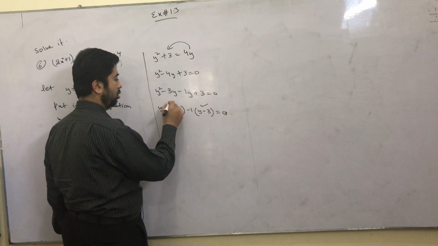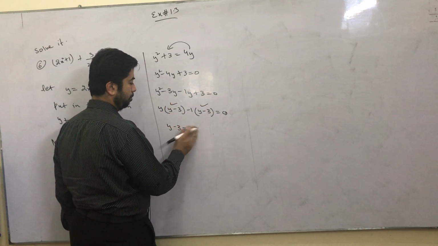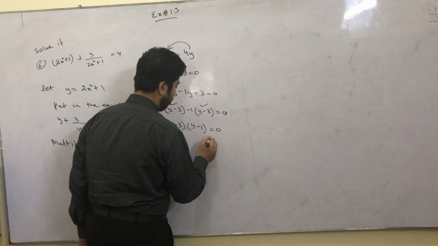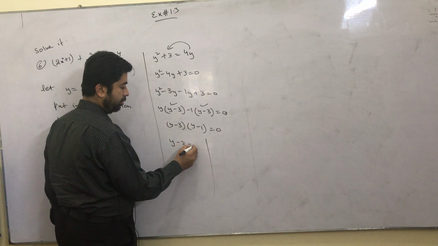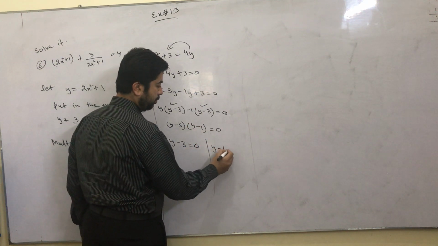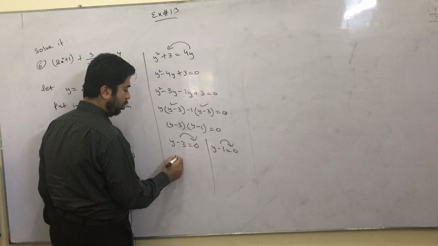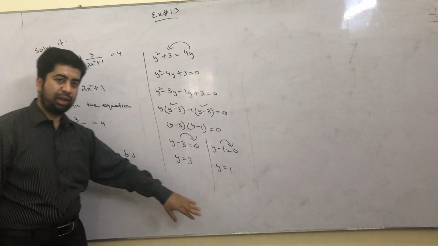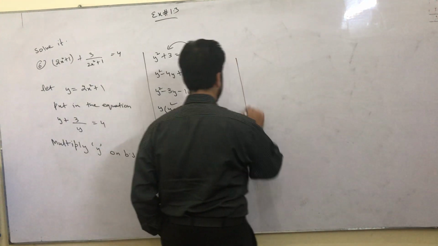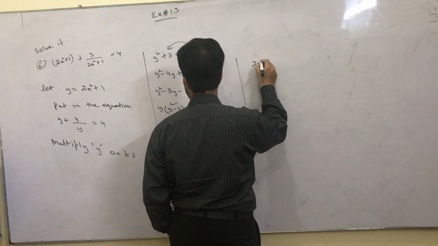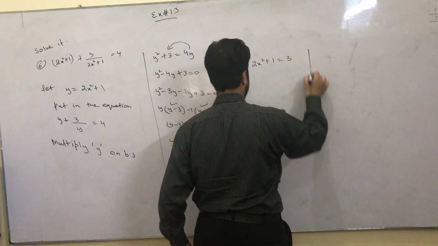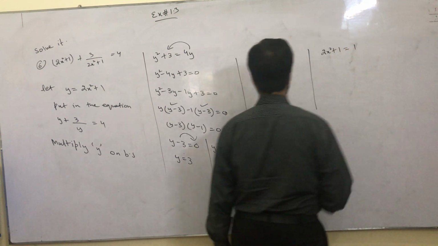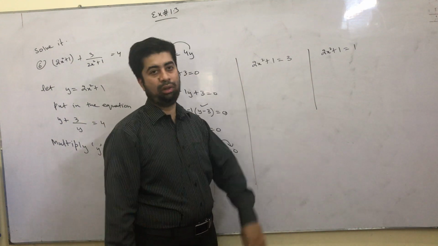So now this is the same. y minus 3 and y minus 1 is equal to 0. And after that, separate it. And here is the value of y. Now replace this y with y's original value. So 2x square plus 1 is equal to 3. And for this y, 2x square plus 1 is equal to 1. Now find the value of x from here.